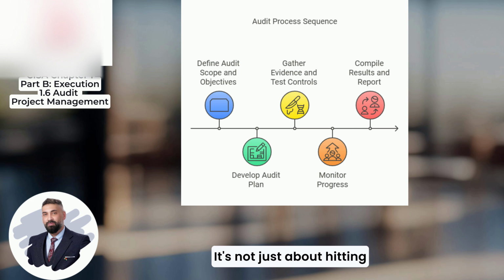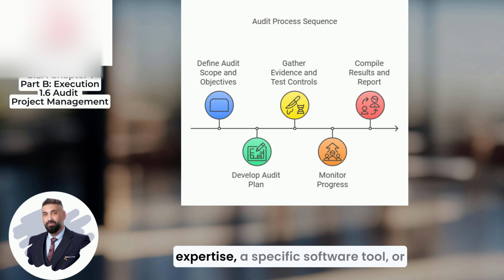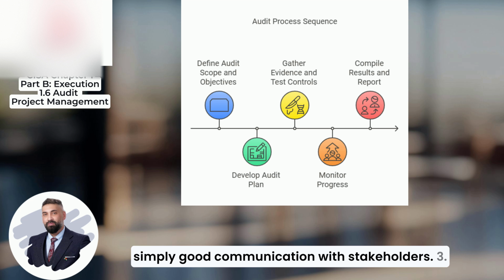It's not just about hitting deadlines, it's about being realistic. This phase also identifies the skills and resources required, whether that's technical expertise, a specific software tool, or simply good communication with stakeholders. 3. Gathering evidence and testing controls.